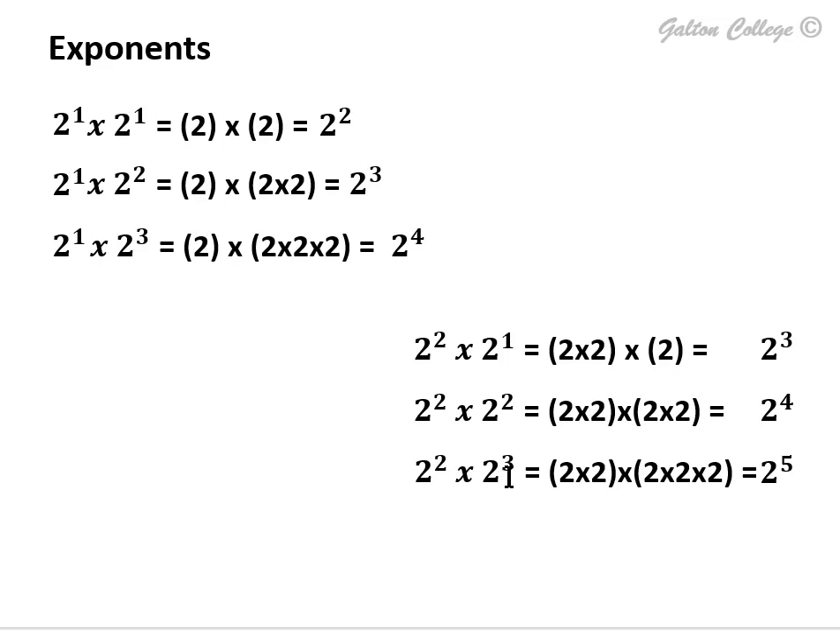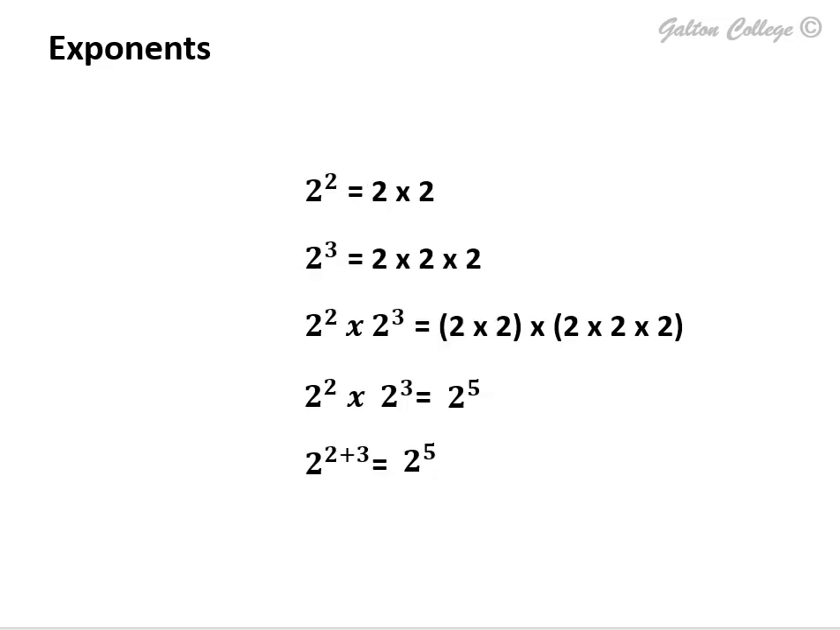2 squared times 2 to the power of 3 is 2 squared inside the brackets here, 2 times 2, times 2 cubed, which is 2 times 2 times 2, 3 of them. And that equals 2 to the power of 5: 1, 2, 3, 4, 5. In other words, 2 plus 3. So those are our numbers. That's the way it works.